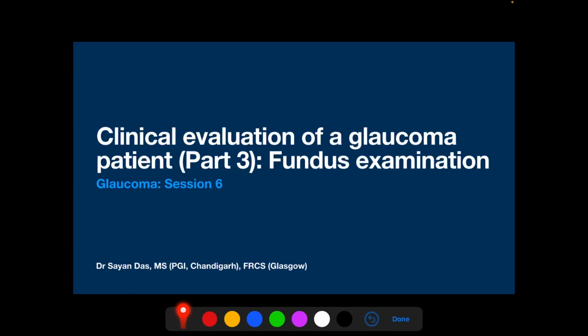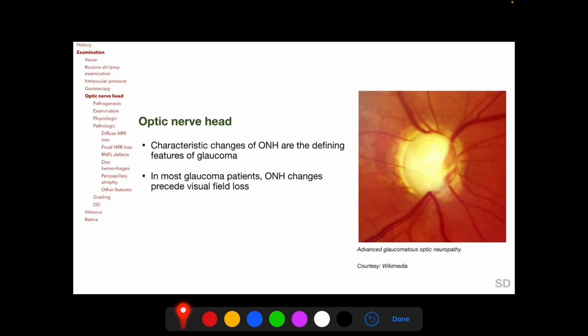Welcome. In this session, we'll discuss the fundus findings in a glaucoma patient, particularly the optic nerve characteristics in glaucoma. We have discussed history taking and anterior segment examination as well as gonioscopy in glaucoma patients in previous sessions.